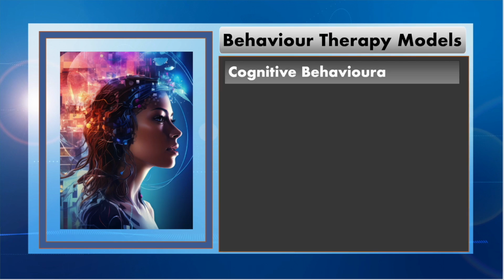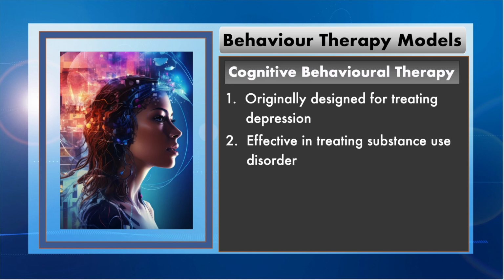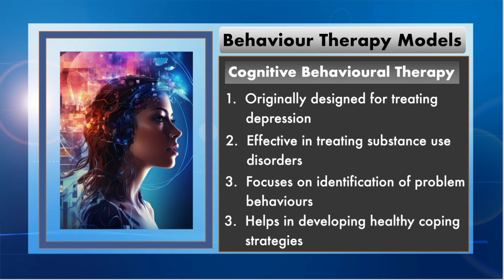Some of the common behavior therapy models which are employed in the clinical setting for substance use are evidence based models focusing on individual cognitive behavior therapy. This was originally designed for treating depression. However, it is effective in treating substance use disorders. It focuses on identification of problem behavior and stimuli for substance use. It helps in developing healthy coping strategies.